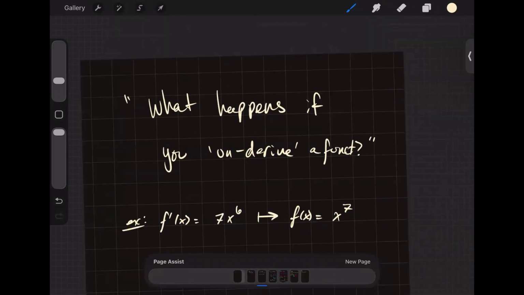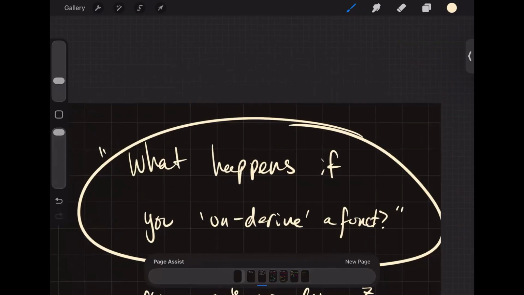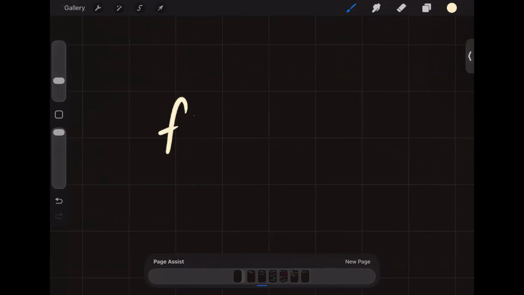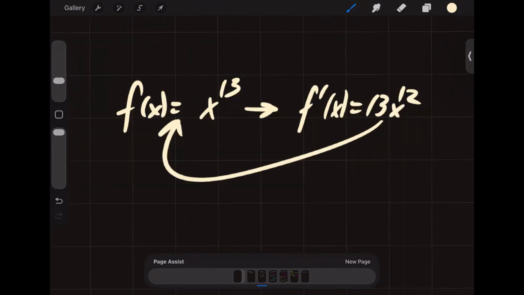So the question is, what happens if you underderive a function? Like, if you have f of x is equal to x to the 13th, right? And you derive it, that gives you f prime of x is equal to 13x to the 12th, right? What if you undo that process, right?